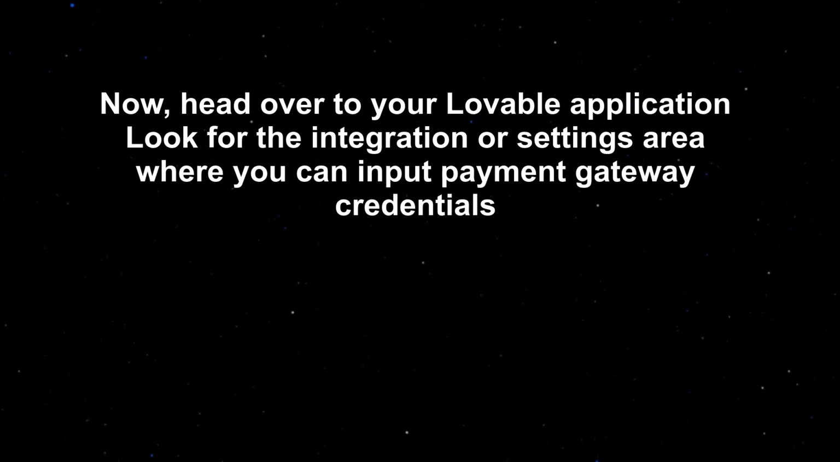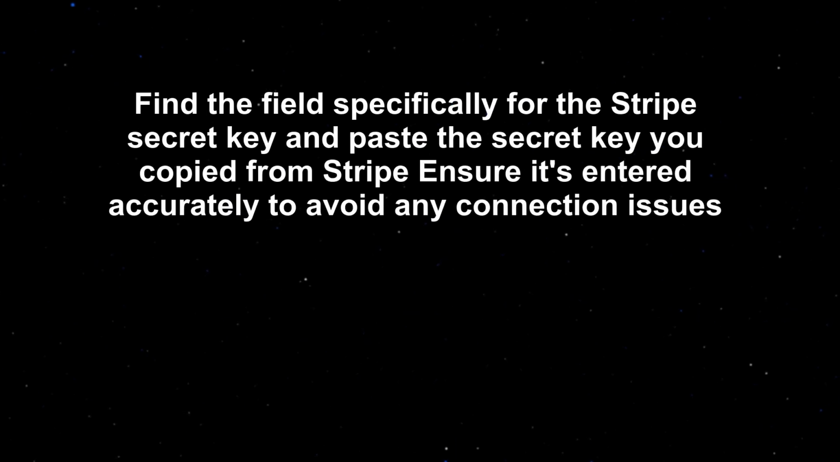Now, head over to your Lovable application. Look for the Integration or Settings area, where you can input payment gateway credentials. Find the field specifically for the Stripe secret key and paste the secret key you copied from Stripe. Ensure it's entered accurately to avoid any connection issues.